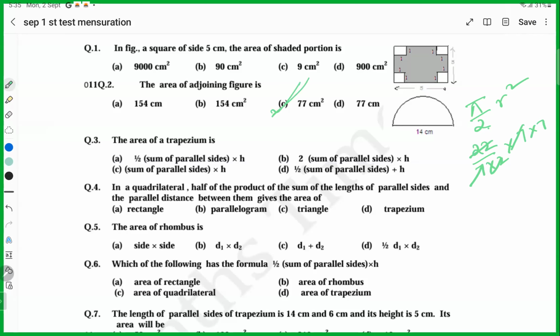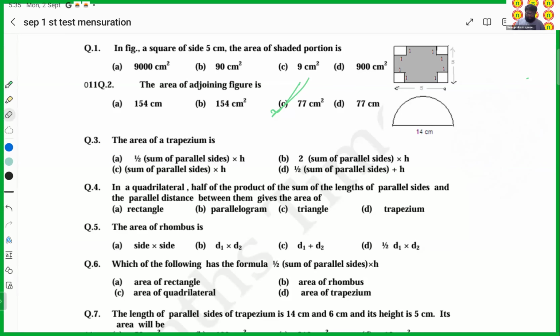Sir, you gave me wrong marking for that. You kept D as the correct answer, sir. But the correct answer is C, sir. Okay, I will change it anyway. And next, the area of a trapezium is.